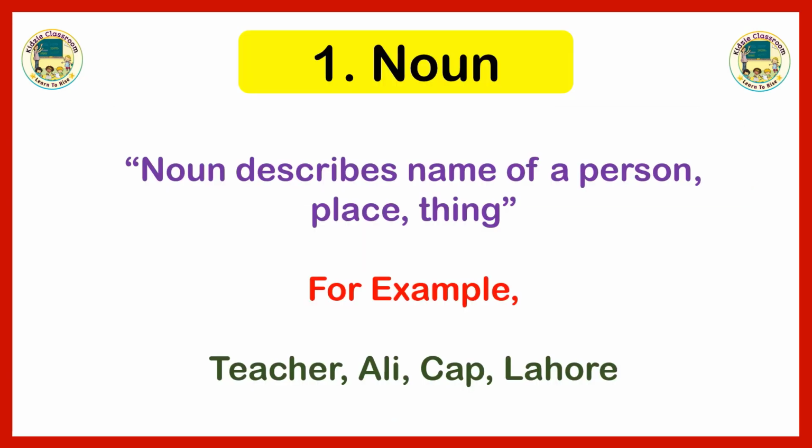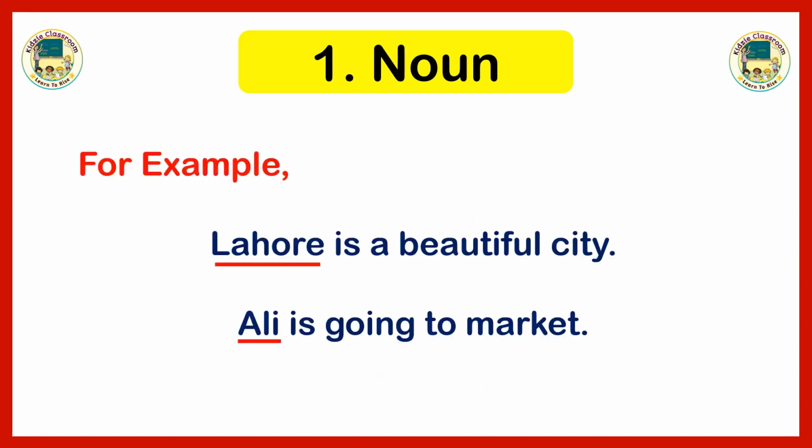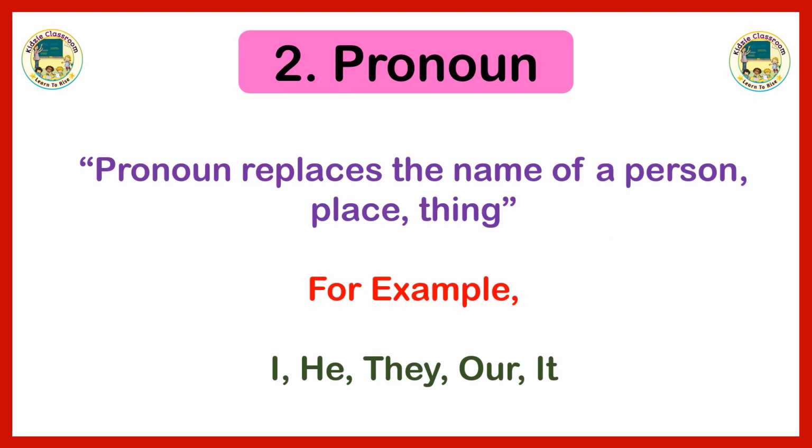First is noun. Noun describes name of person, place or things. For example, teacher, Ali, cap, Lahore. Now let's read the example of noun. First one is Lahore is a beautiful city. In this example, Lahore is a noun because it is a place. Similarly, in the second example, Ali is going to market. Ali is a noun.